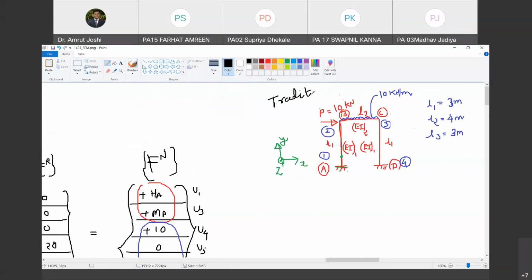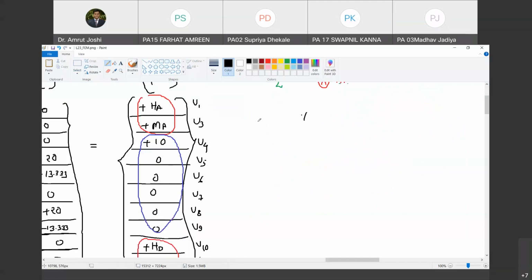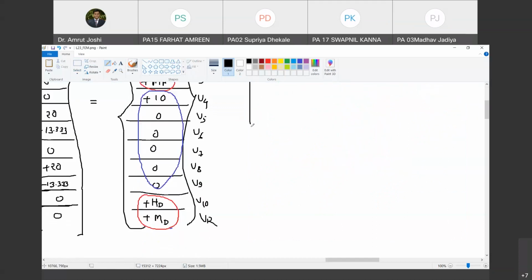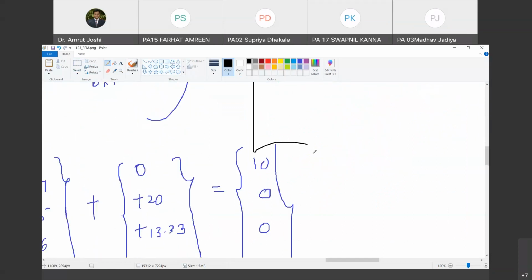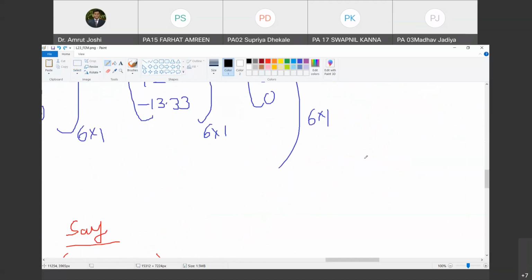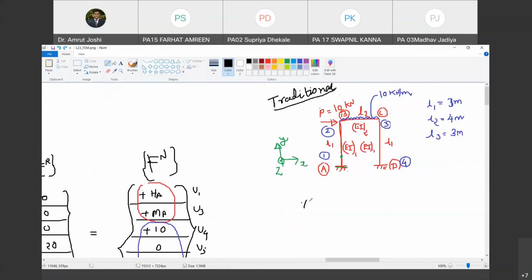Not by FEM formulation. So in the traditional way, what is the first step that we do? Now I'm going to go very fast because we have already done this in structural analysis during your undergraduate course. So there is no necessity to be slow here. So let us go ahead. First thing that we find out is the degree of kinematic indeterminacy for such a structure.